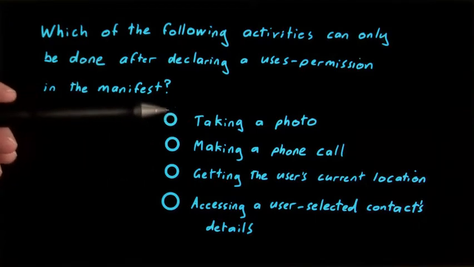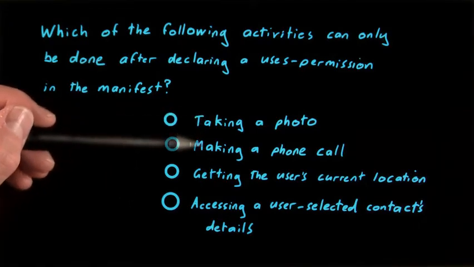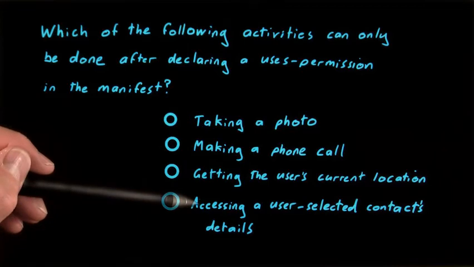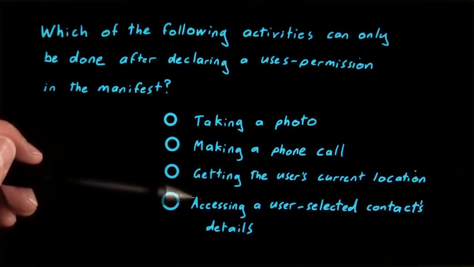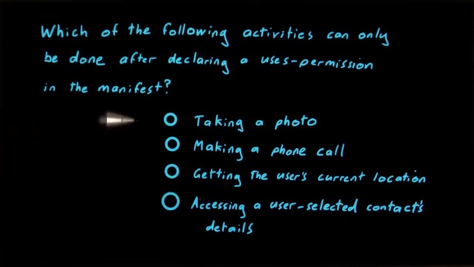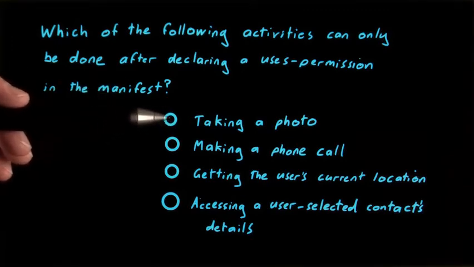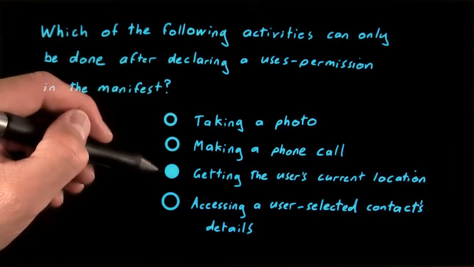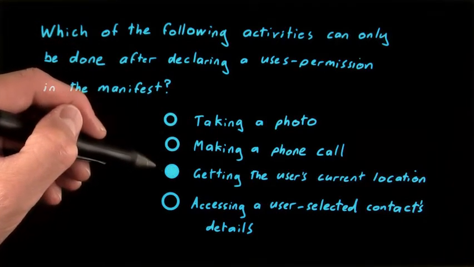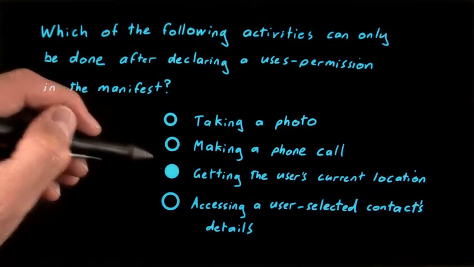While declaring a permission is required for using the camera, making a phone call, or accessing contact details, you can do each of these things using a system app as an intermediary. Because the camera app, dialer, and contacts app will each be used to provide the data you request, users have the chance to cancel the action you initiated, giving them runtime ability to refuse your access. However, your app can only access the user's current location if it explicitly declares a user's permission.